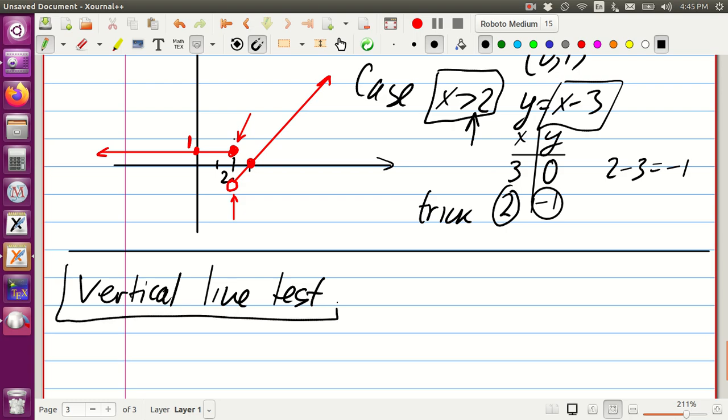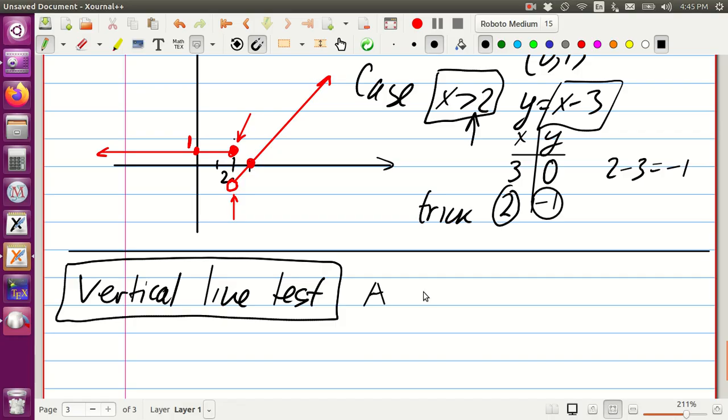So what is a vertical line test? Vertical line test tells us whether the function is a function or it's just something which is not a function. All right, so we say the following.